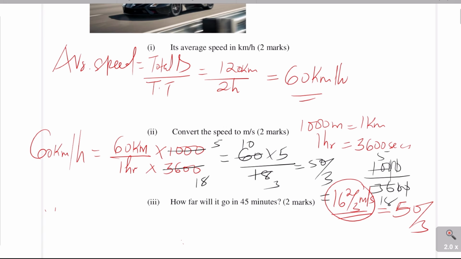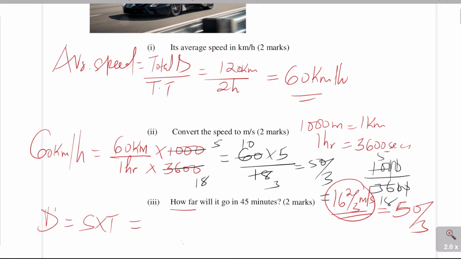Part 3, how far will it go in 45 minutes? So the question is how far. How far means we are being asked to get the distance. So distance will be given by speed multiplied by time. And now I'll choose, you can decide to use the speed in meters per second. And then for that, you have to convert the minutes to seconds.